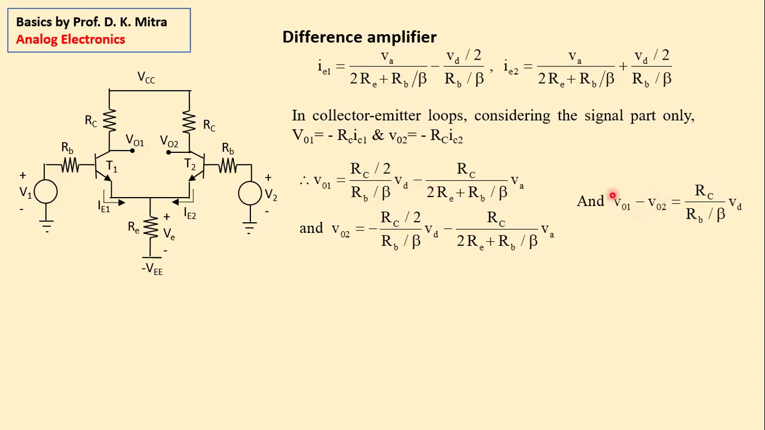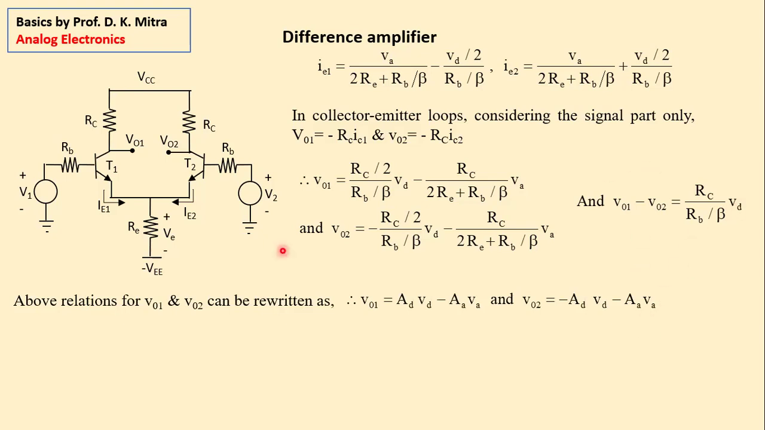So mind it, what do we discover? That the output voltage of the difference amplifier, when output is taken between the two collectors, depends upon the difference mode voltage only. That means only upon V2 minus V1. That is the most important thing. The output does not depend upon anything of their common mode voltage, that means VA, V2 plus V1. Output depends only upon the difference mode voltage, which is VD, right?